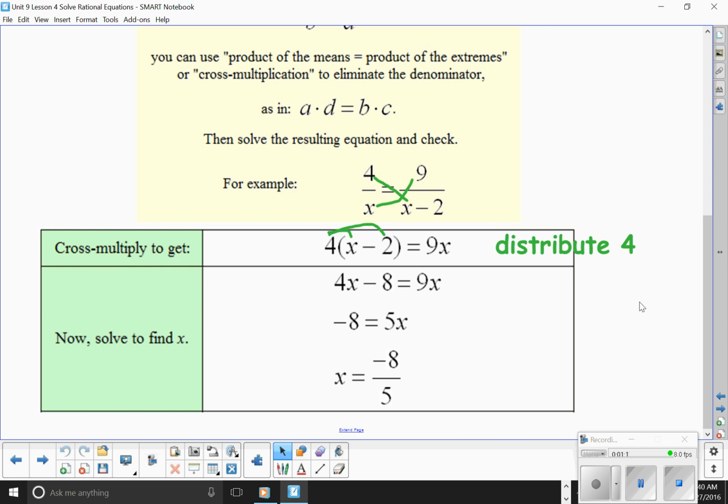4 times x minus 2 is equal to 9 times x. Now I do have to distribute the 4. And then I simply solve for x. Now, the catch here is I do have to look at what the restrictions are on the variable. Notice x cannot equal 0 and x cannot equal 2. If x is 0 or x is 2, then one or more of the terms in the original equation are undefined. Therefore, when I solve for x, if x comes out to be either one of those values, then there is no solution. That is one catch that you do have to make.